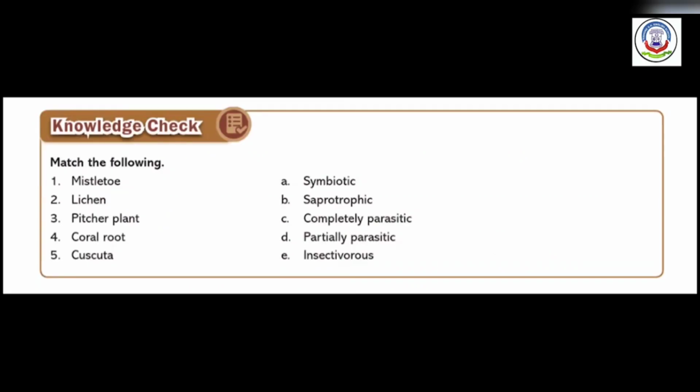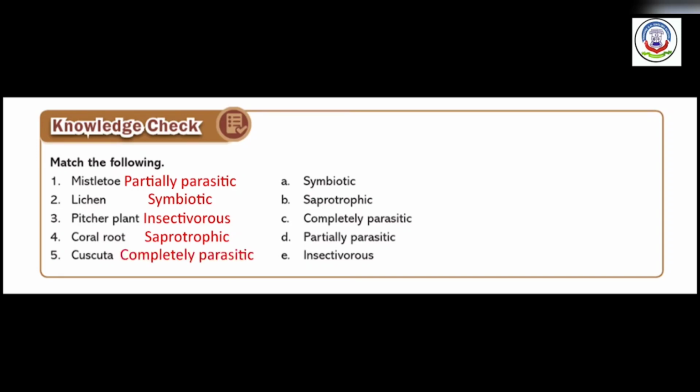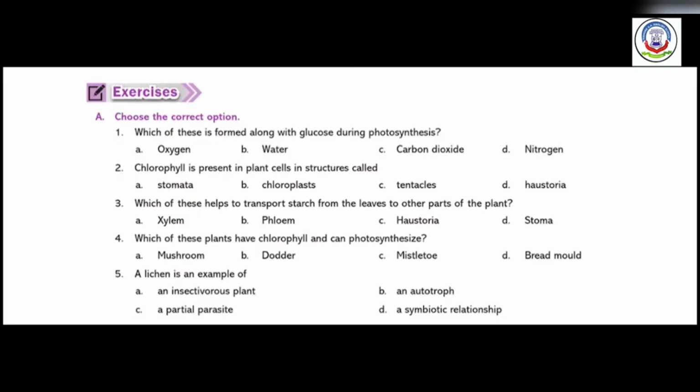Page number 19. Match the following. First, mosquito. Answer is partially parasitic. Number 2. Lichen. Answer is symbiotic. Number 3. Pitcher plant. Answer is insectivorous. Number 4. Coral root. Answer is saprophytic. Number 5. Cuscuta. Answer is completely parasitic.